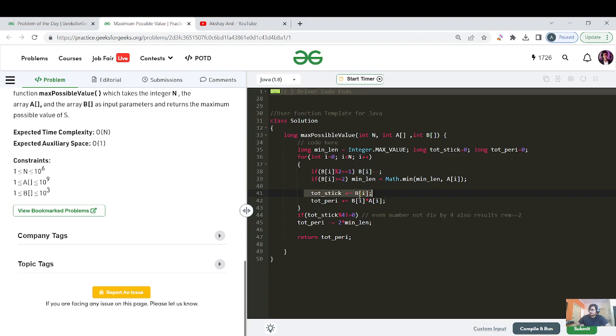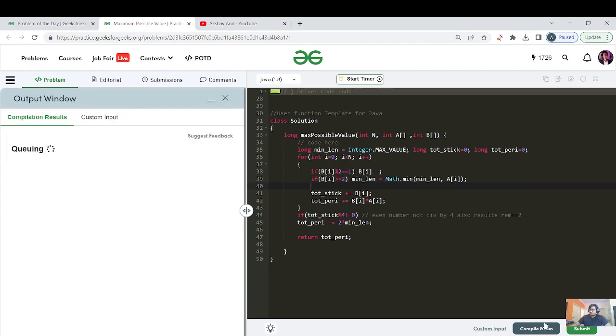Similarly for the total perimeter, the number of sticks used multiplied by the length of each stick will give you the total perimeter, right? And at last we are saying that if the total number of sticks used is not divisible by 4, that means the extra sticks need to be subtracted from my total perimeter answer, right? And since we want the maximum possible value, that is why we use the minimum length of the stick and subtract it. Also, if there is any even number that is not divisible by 4, then the remainder is always 2, right? You can verify it for each and every number. And at last we have returned the total perimeter.